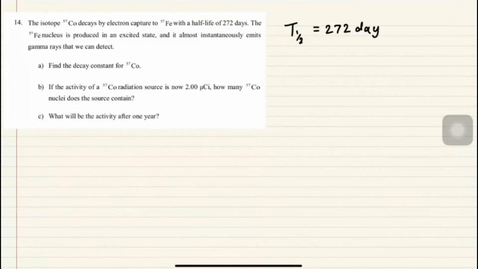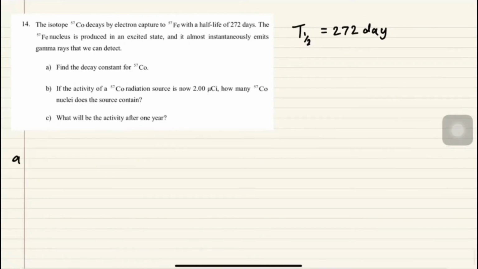The Fe nucleus is produced in an excited state and almost instantaneously emits gamma ray. So daughter dia adalah Fe and then they produce apa tu gamma ray as well. Find the decay constant for 57CO. Decay constant is lambda, so lambda is equals to ln 2 over T half. Straightforward soalannya.